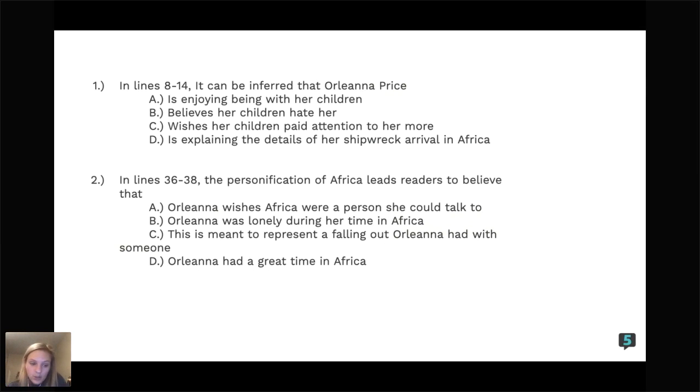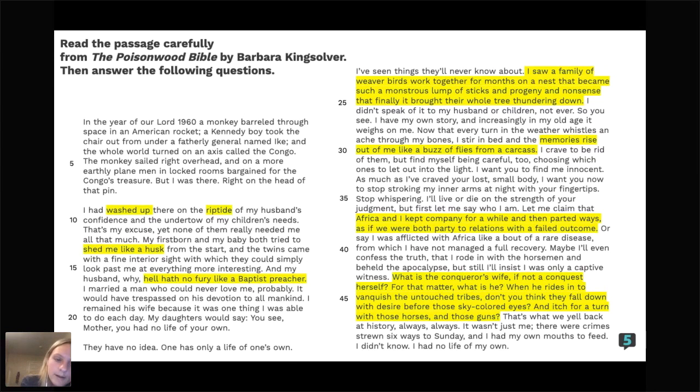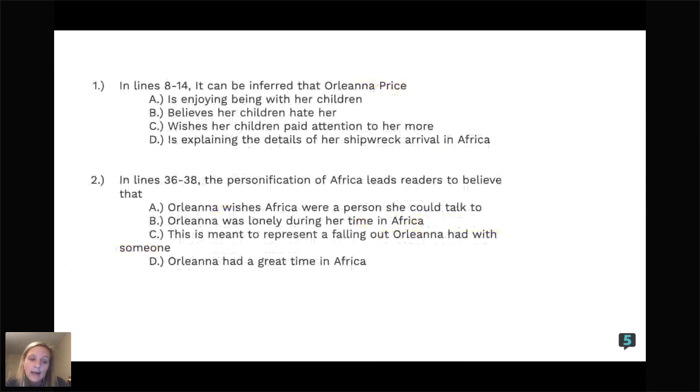So when we go back to the passage, it talks about how, like I said, the firstborn and the baby both tried to shed me like a husk from the start, and the twins came with a fine interior sight from which they could simply look past me at everything more interesting. And while you could say that she believes that her children hate her, it doesn't outwardly say that they hate her, only that they paid attention to anything else. So the correct answer for this question would be C.